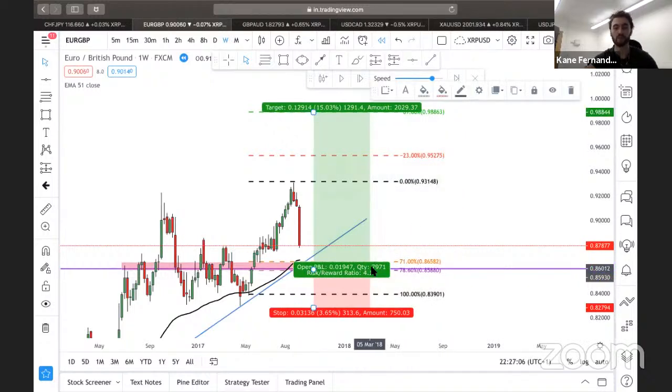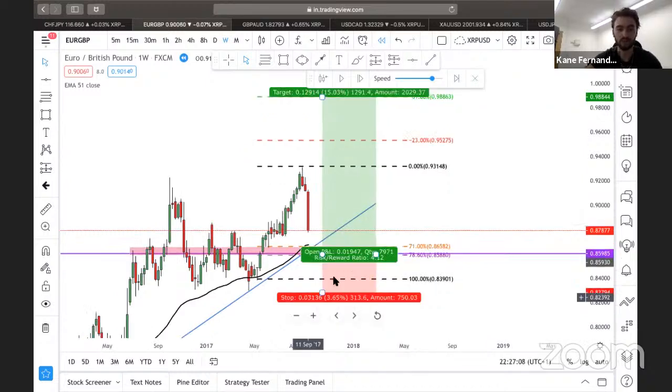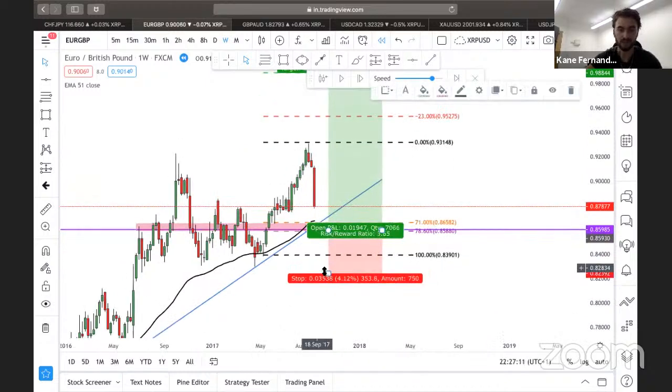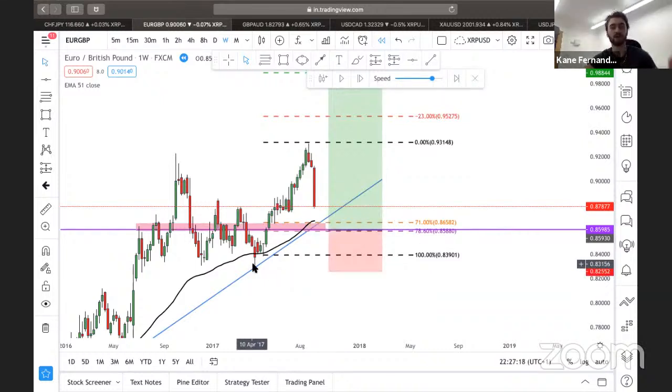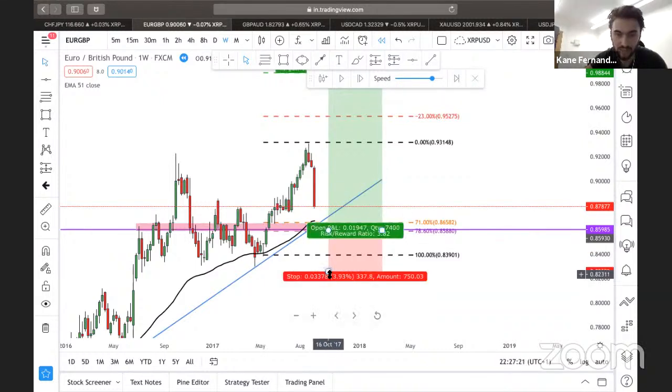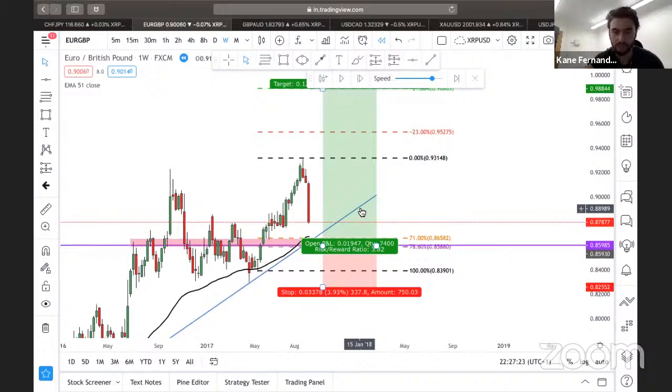So that's another 4. Why is it that? Because I've got my stops beneath the 100%. So it's a 3.92. Let's say I want to have my stops just beneath this wick over here, to give it enough breathing room. So that's a 3.82.